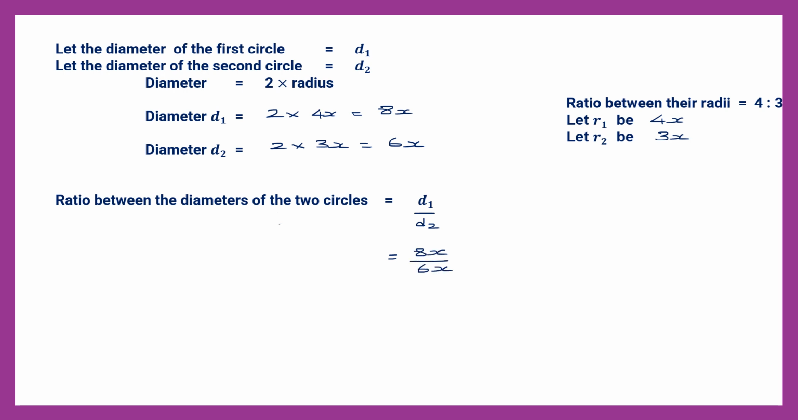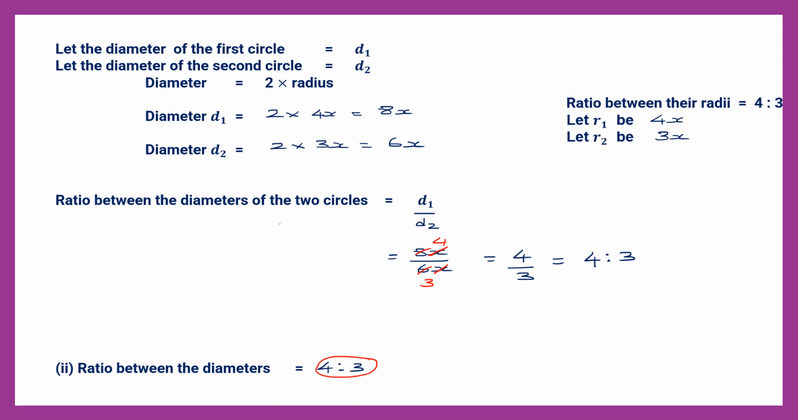Let's cancel what we can here. Let's cancel x and x. Now 8 and 6 can be cancelled by 2. 2 4s are 8, 2 3s are 6. So what do we have here? Here we have 4 by 3, which can be written as the ratio 4:3. So what have we found? We have found the ratio between the diameters to be 4:3. So this is our answer. The ratio between the diameters is 4:3.